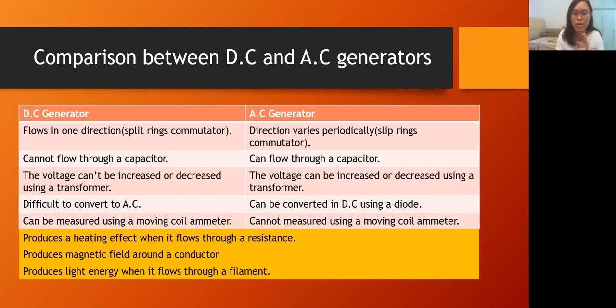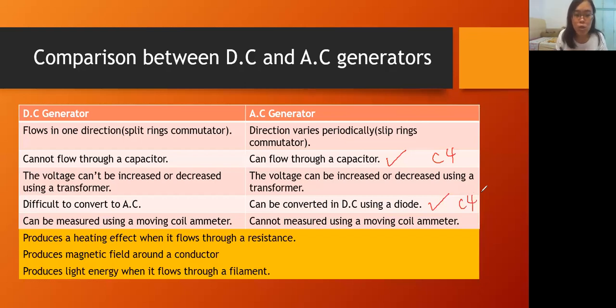For a DC generator, the voltage cannot be increased or decreased using a transformer, which we will learn right after this. For an AC generator, the voltage can be increased or decreased using a transformer. In other words, a transformer can only connect to an AC generator, allowing alternating current to flow only. Therefore, DC cannot be converted into AC. But AC can be converted into DC using a diode. These two parts we will learn more in chapter 4.